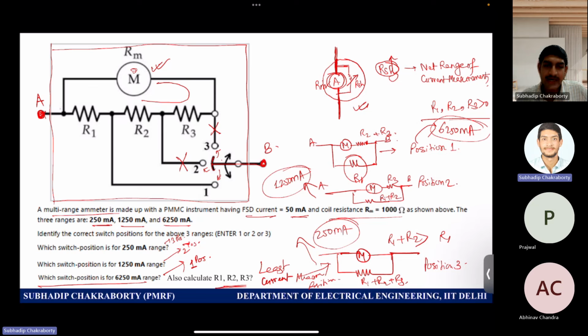Now calculate R1, R2, R3. How can you calculate R1, R2 and R3? You have been given the full scale deflection current and the coil resistance. So now you also know which position, what amount of current you are allowing for the measurement. Now can you calculate R1, R2 and R3? How will you calculate? I need 3 resistances, and do I have 3 equations?